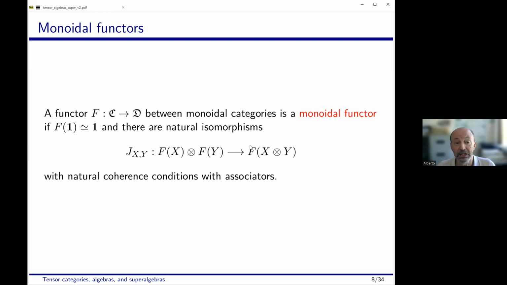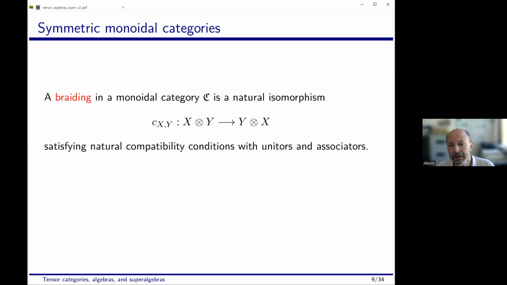And the way to express this is that there are natural isomorphisms from F(x) tensor F(y) into F(x tensor y), with natural coherence conditions with associators and unitors, I should say. So, a symmetric monoidal category: well, we need a braiding satisfying the natural compatibility conditions, this commuting hexagon that appeared in Professor Yang's talk, and also with the unitors.